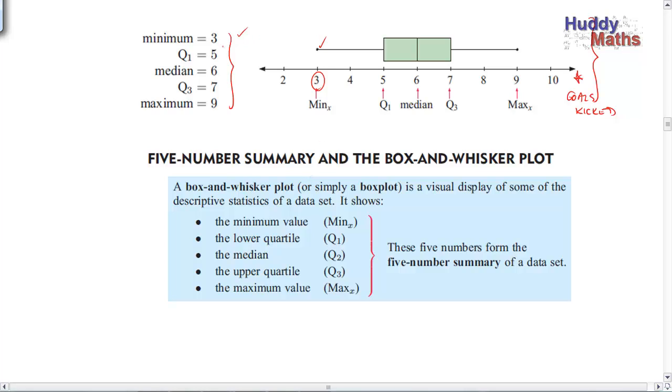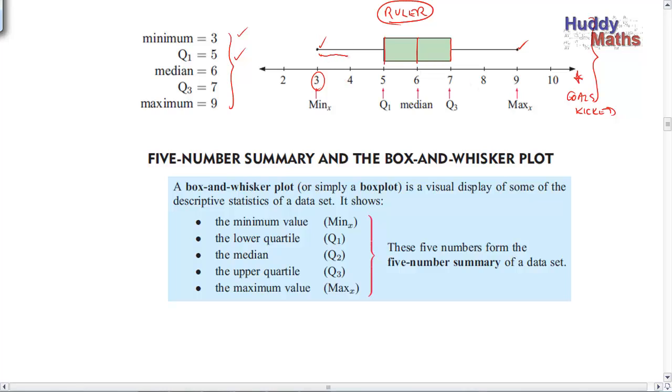And then you mark in Q1, which was 5, so you draw a line here, median, which was 6, Q3, which is 7, all with a ruler. This is a precise graph now. It's a graph, not a little drawing. Maximum is 9. And then you draw your whiskers.